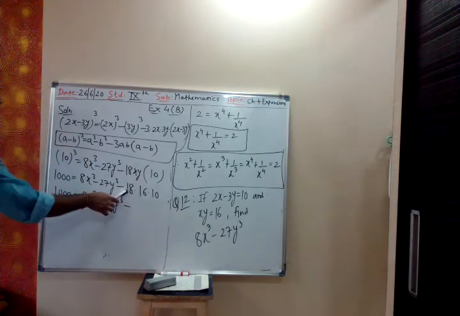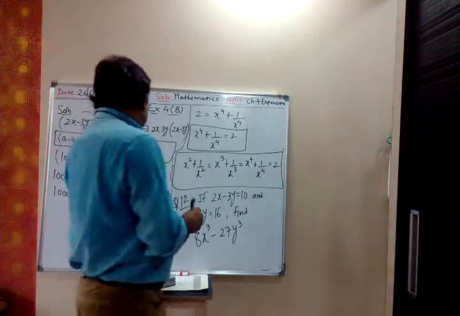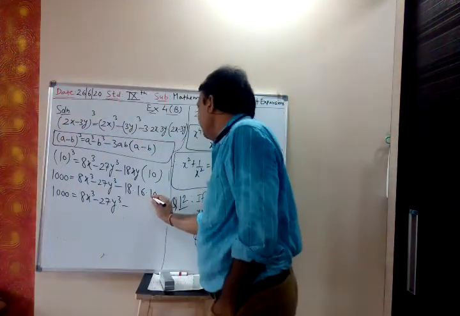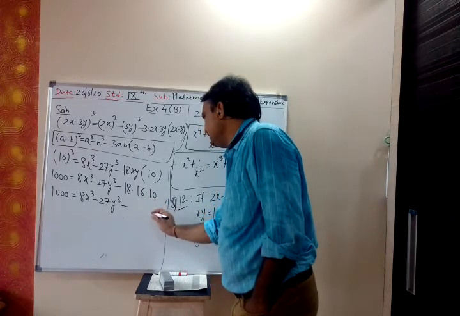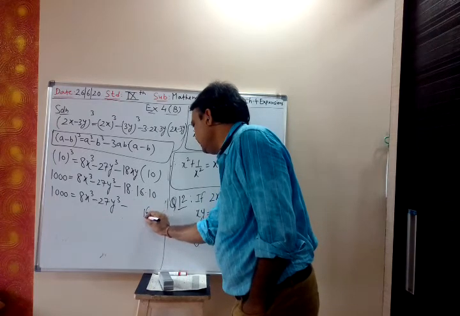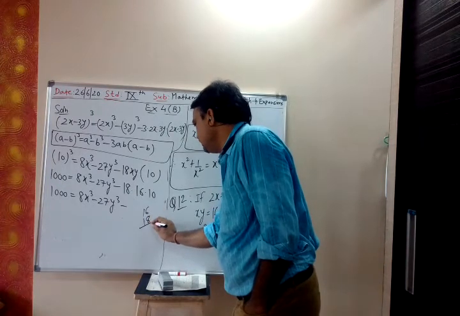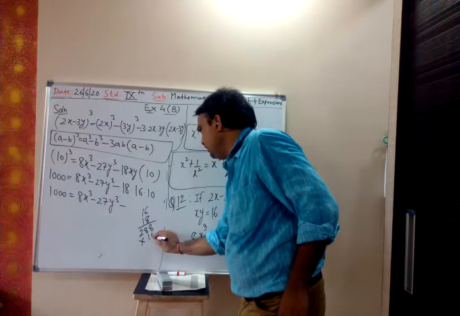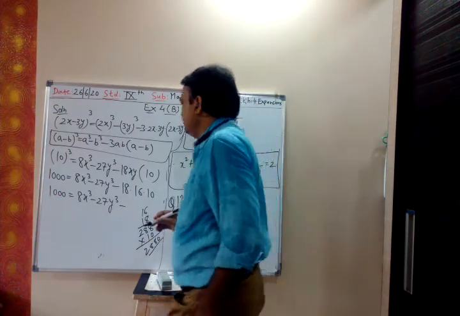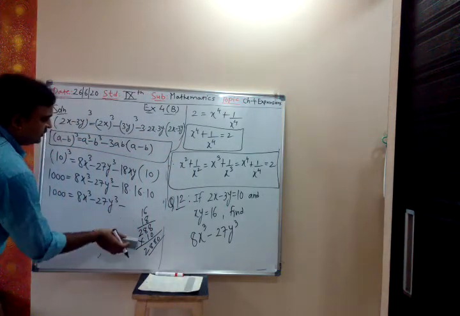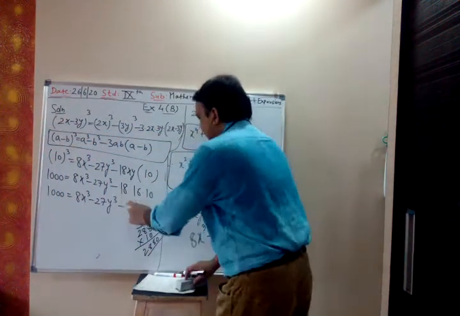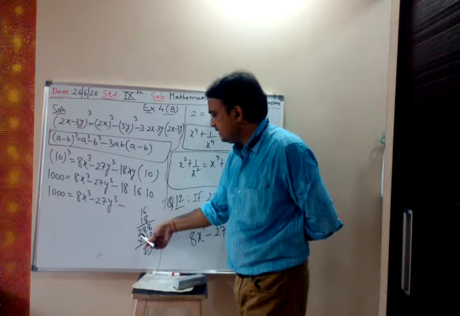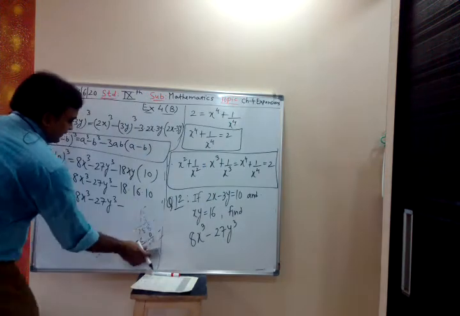Now multiply. 18 into 16 into 10. Let me compute. 18 into 16. 18 into 6 is 108, 8, then 10 is carried. 18 into 1, 18 plus 10, 28. 288 into 10, 2880. So this answer is 2880.